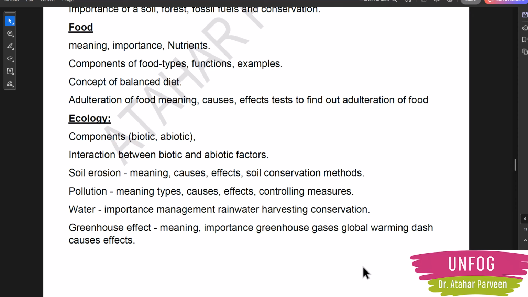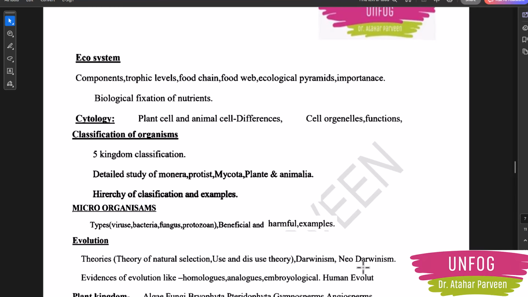Then we have ecology. These topics are mostly related to the environment. Like in our environment, we have soil, air and water, no? So we'll study about those components. We'll study about soil erosion, pollution, then water, what is the concept of rainwater harvesting. Then we have greenhouse effect, what are global warming gases, that all comes under ecology.